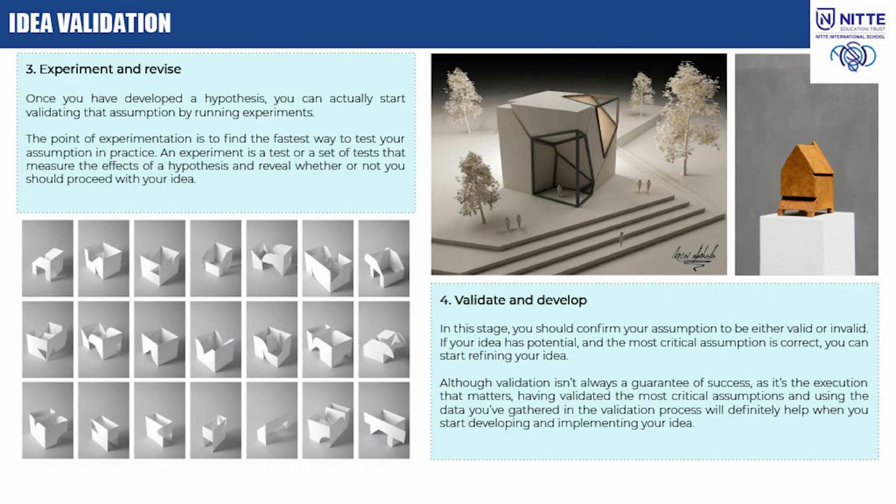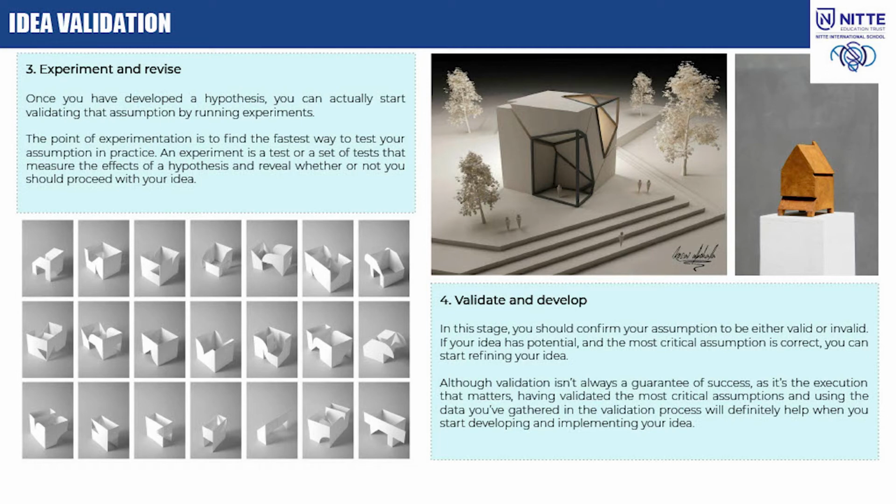The third step in the idea validation process is experimenting and revision. Once you have developed a hypothesis, you can actually start validating that assumption by running experiments. The point of experimentation is to find the fastest way to test your assumption in practice. An experiment is a test or a series of tests that measure the effect of the hypothesis and reveal whether or not you should proceed with your idea.